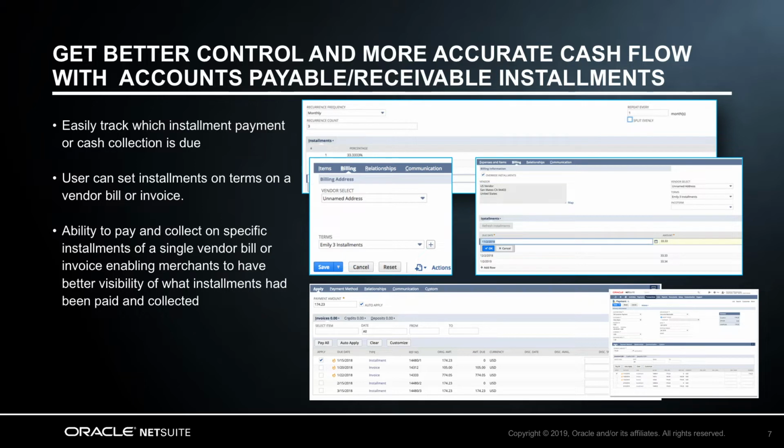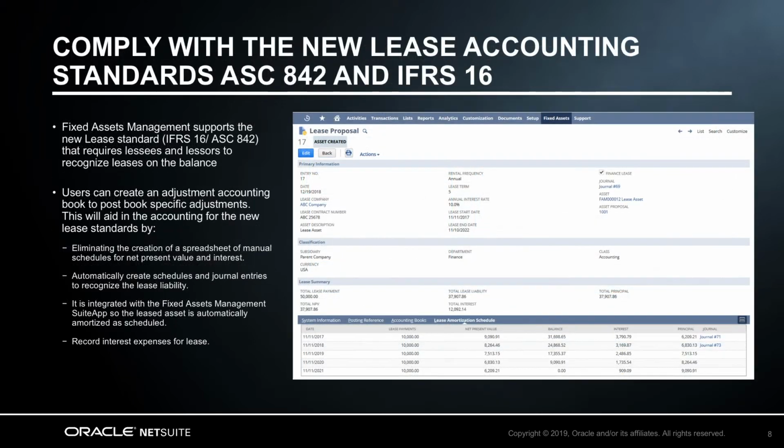With the installments feature, companies now have an easier time and improved efficiency in managing installments in the accounts payable and accounts receivable processes. This feature will provide companies with improved functionality as well as maintain better controls over cash flow. NetSuite adds the ability for companies to comply with the new lease accounting standard ASC 842 and IFRS 16.